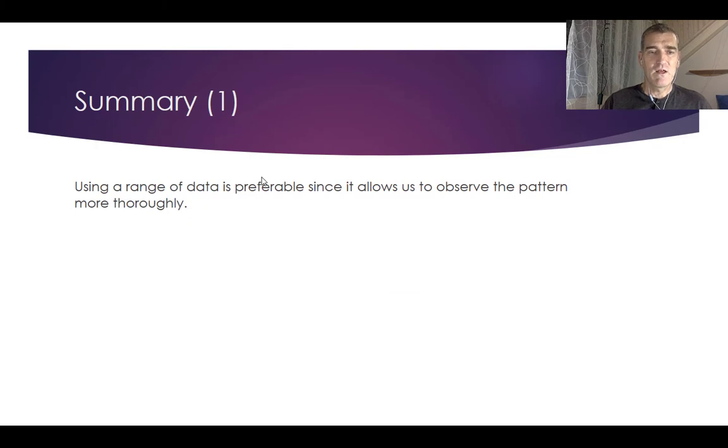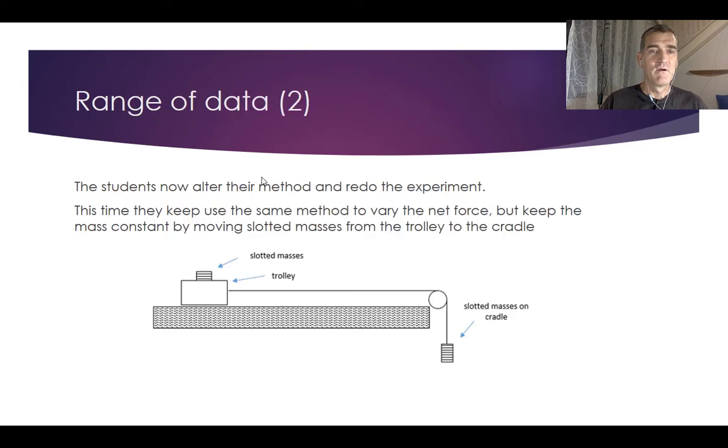A summary here then is that using a range of data to investigate 2 variables is preferable, since it allows us to observe the whole pattern and prevents us from making mistakes based on a limited amount of data.